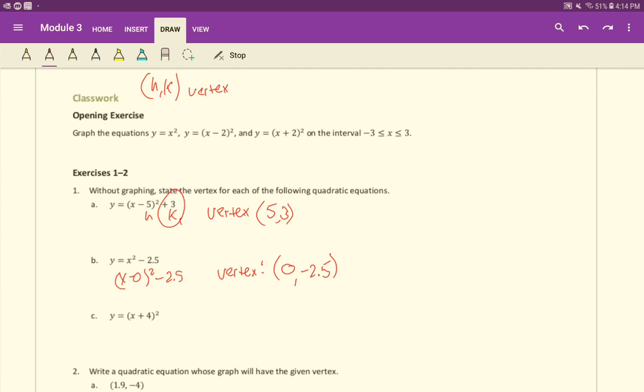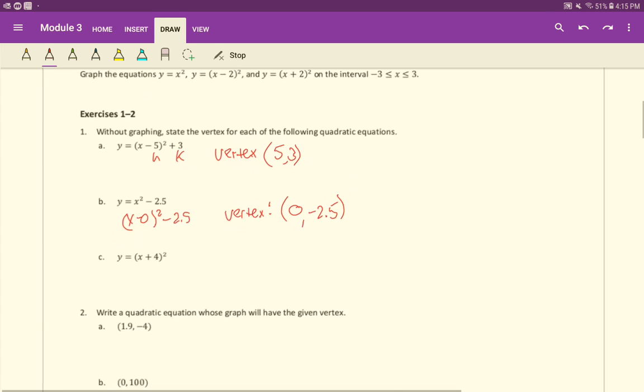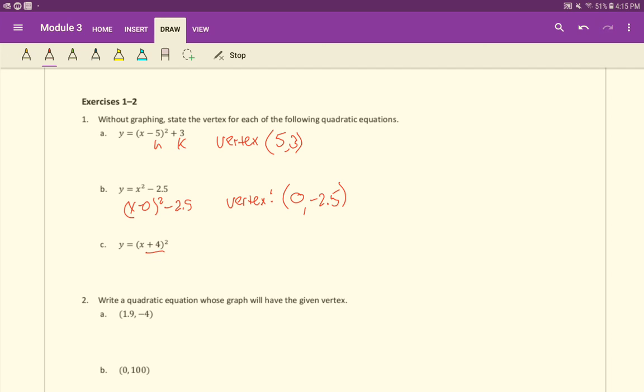So the k value, you keep that number, and then the h value is the opposite of what you'd expect. Last one here, we have a plus 4, so again, we'll do the opposite of what we expect there. So the h here is actually a negative 4, and the k, there is no number, so k is 0. So the vertex is at negative 4, comma, 0. And we'll get to the next video to talk about writing the quadratic equation given certain vertexes.